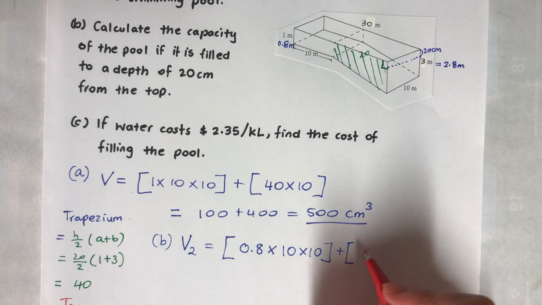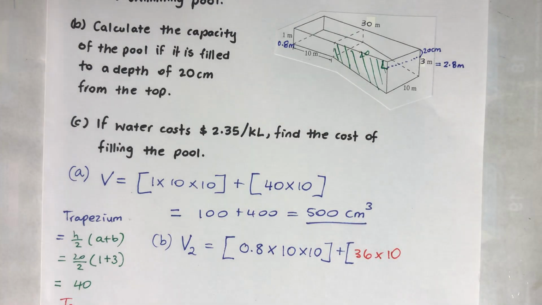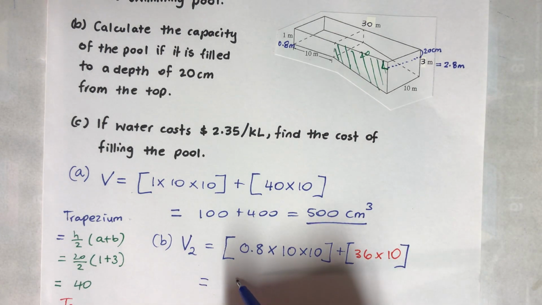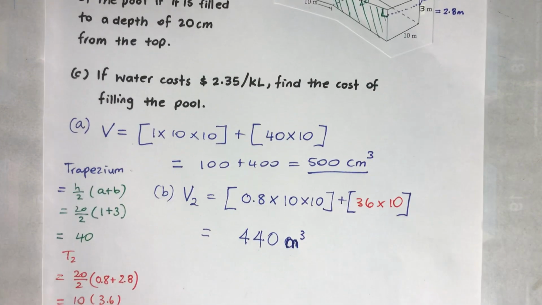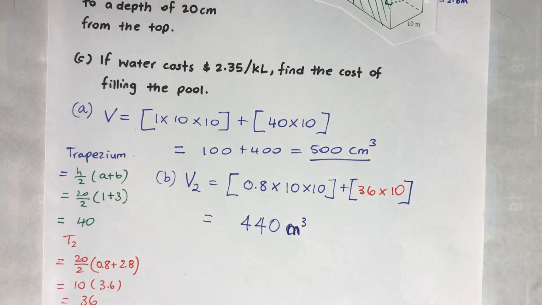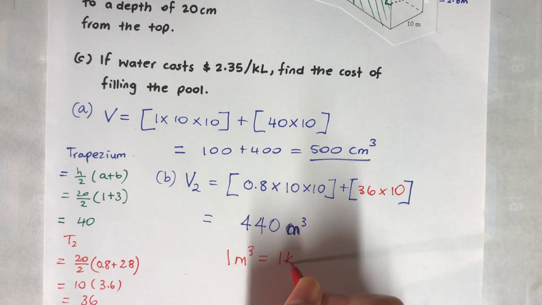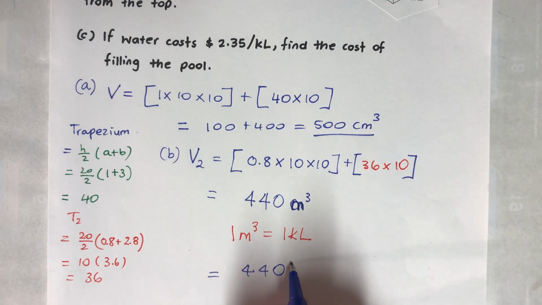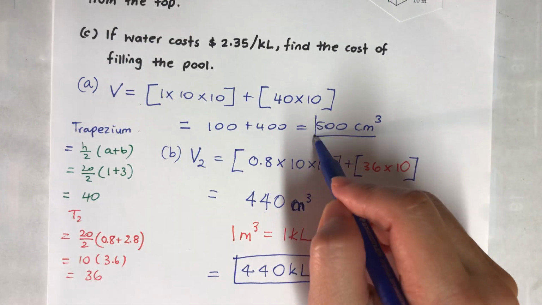So if I put that in here, times, that's my height, still the same. Remember, the height doesn't change on this part because that's the bottom of the pool. So if I do that, I will get 440 meter cube. Centimeter cube would be a very small pool. Okay, so lucky for you guys, 1 meter cube is the same as 1 kiloliter. Okay, so your answer here is 440 kiloliter. Okay, so we got that and that.